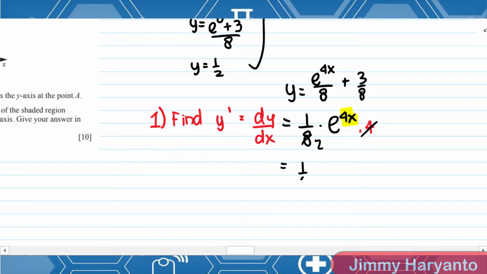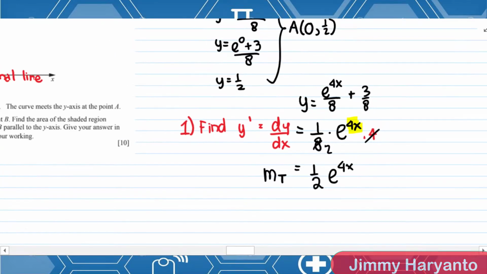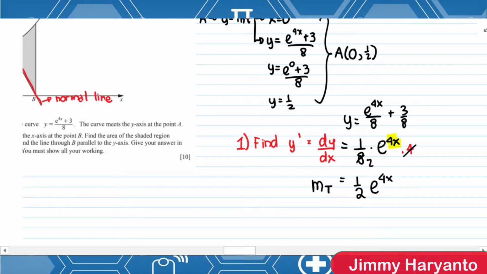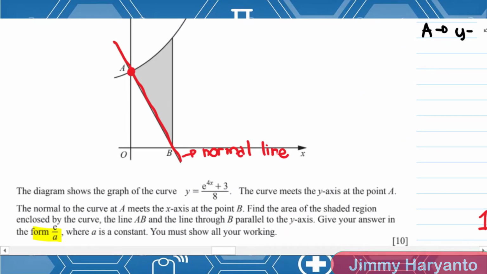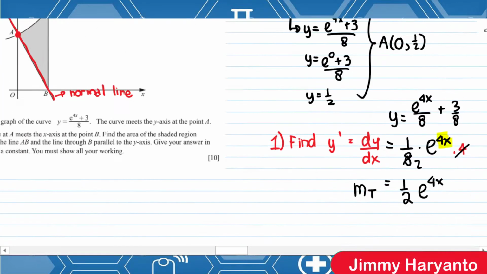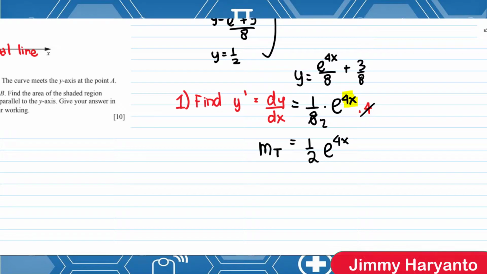So the dy/dx will be half e to the power of 4x. So this is our gradient of tangent. Gradient of tangent is the same as dy over dx. But to be specific, we can find the gradient of tangent by substituting the x. Ya, x-nya itu dia yang dipakai yang di point A ya, karena dia tangentnya ada di A, ya berarti kita pakainya poinnya yang A. Jadi kita coba cari gradient of tangent dulu.